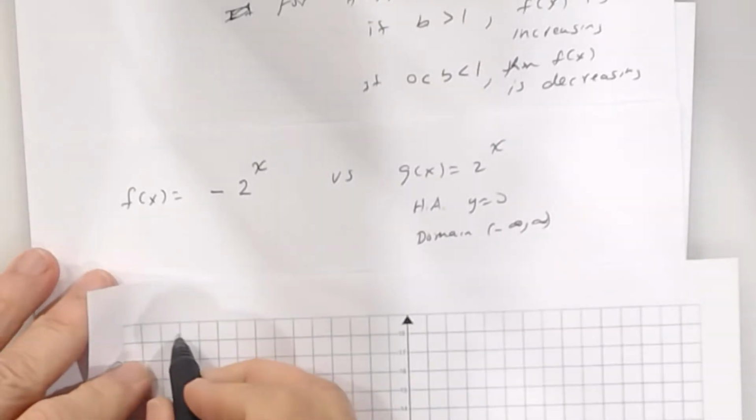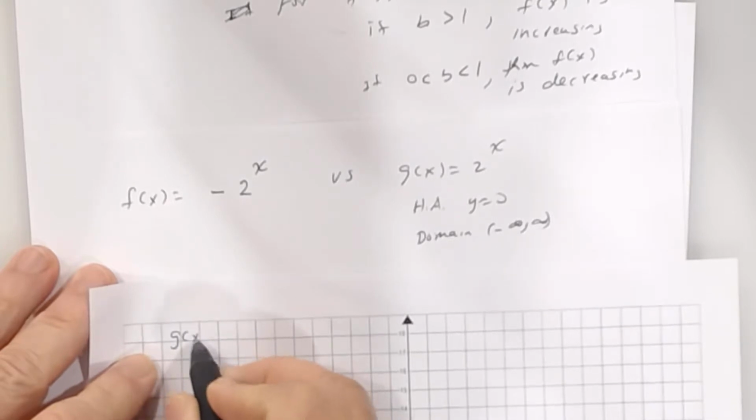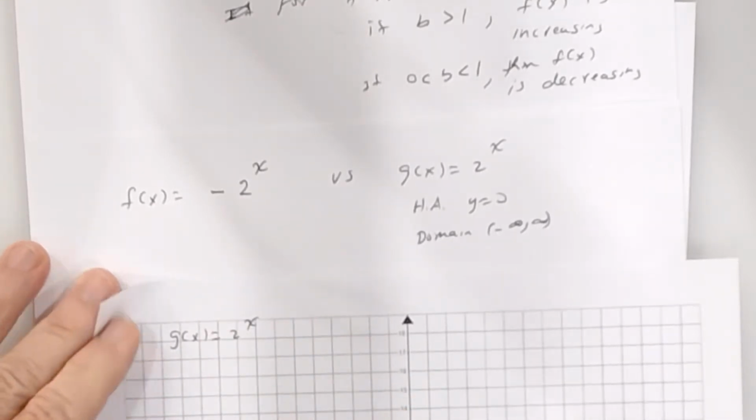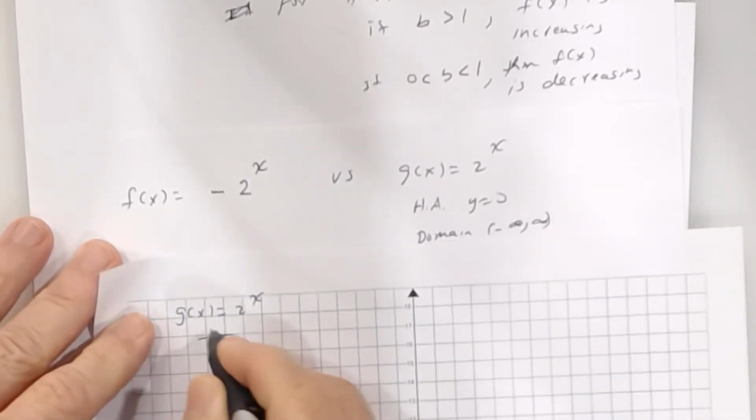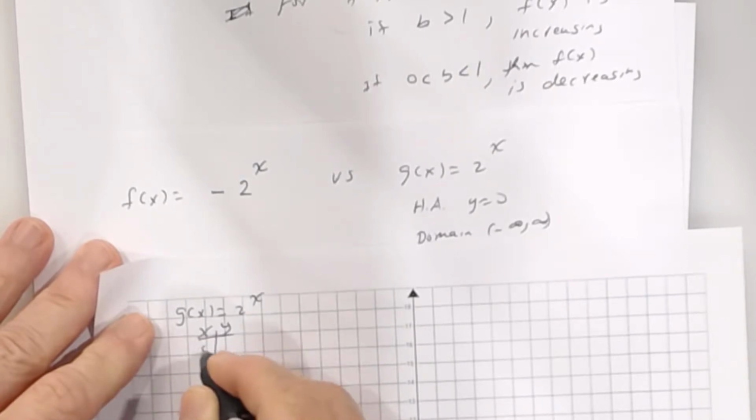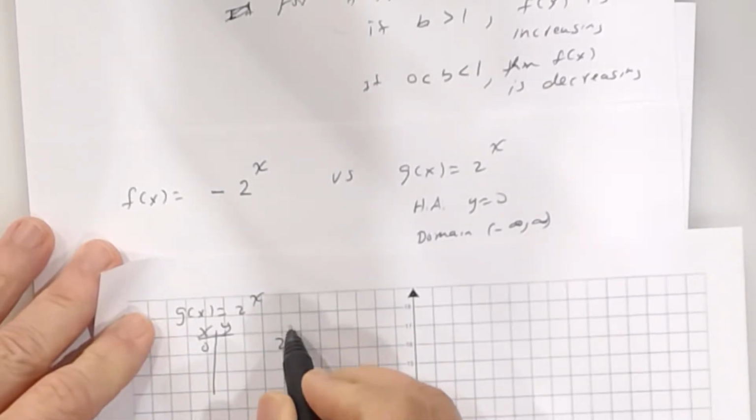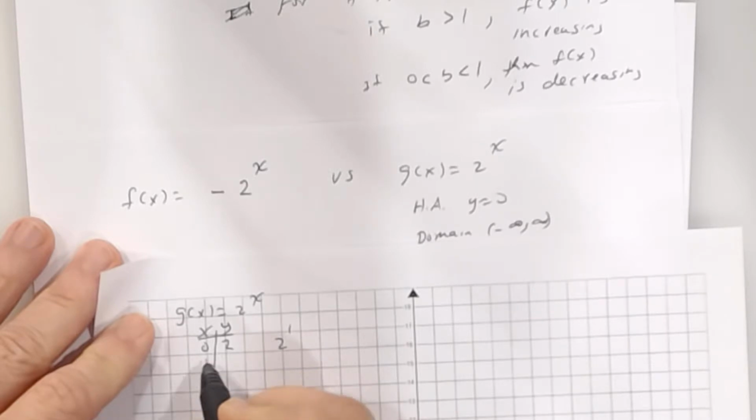So if my domain is negative infinity to infinity, then that means that I can let x be 0, which means I'm finding the y-intercept. So let's do that first. I'm going to graph g of x equal 2 to the x. So let x be 0. And if x is 0, I get 2 to the first power, which is what?